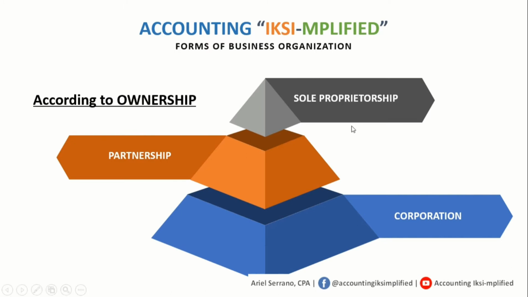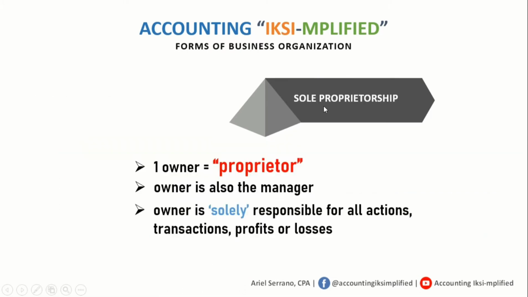So what about the sole proprietorship? When we are dealing with a sole proprietor or a sole proprietorship type of business, there is only one owner. And that owner we call the proprietor. Normally, if you are starting up your own business from scratch, if you have a little capital to start a business, you are your own owner and that is a proprietor. The owner is also the manager, and since he or she is sole in this purpose, he is solely responsible for all the actions, transactions, and the profits or losses of the company. Okay, so that is sole proprietorship.